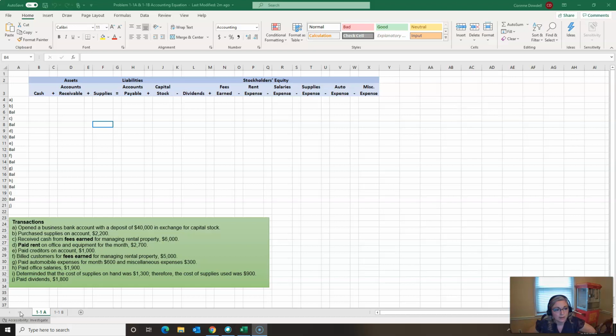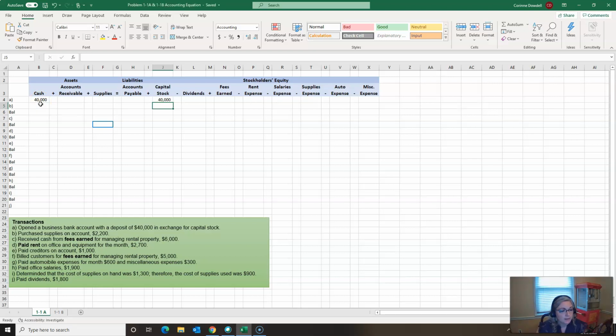So transaction A, opened a business bank account with a deposit of $40,000 in exchange for capital stock. Okay, so we know that we are putting $40,000 into the business and we are increasing our capital stock by $40,000. I have set these up to automatically put the commas in for you with the accounting format, so there's no need to do anything except type the numbers.